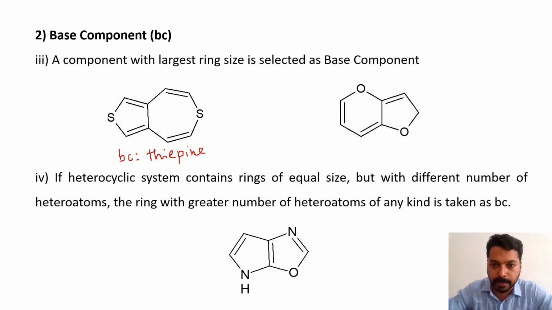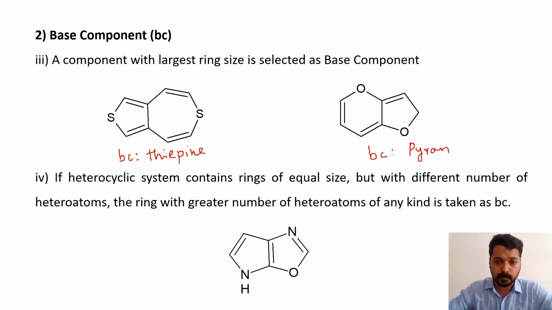Here, when it comes to this one, you can see two components. One is pyran and the other is furan. But the ring size of pyran is bigger than the furan, so the base component is pyran. So pyran will be the base component and the furan will take the role of attached component.